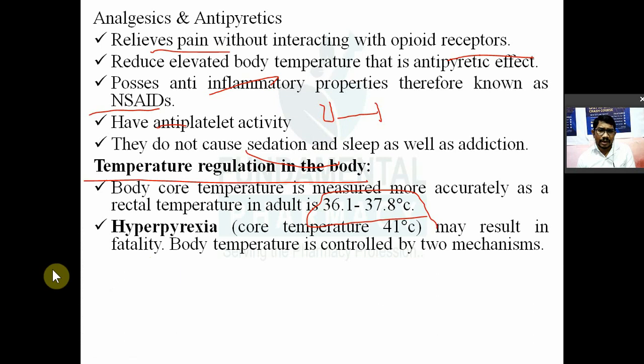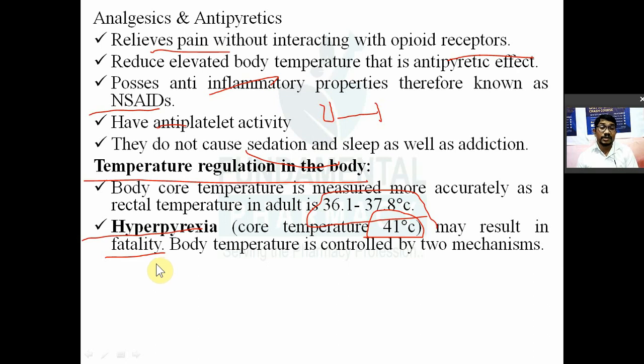What is meant by hyperpyrexia? It is an increase in the core temperature above normal. So if your body temperature is up to 41 degrees Celsius, it is known as hyperpyrexia. Pyrexia means temperature. Hyper means more. So hyperpyrexia means increased body temperature. Fever. आप common language में उसको बोलते हैं fever, right? So it is known as hyperpyrexia.